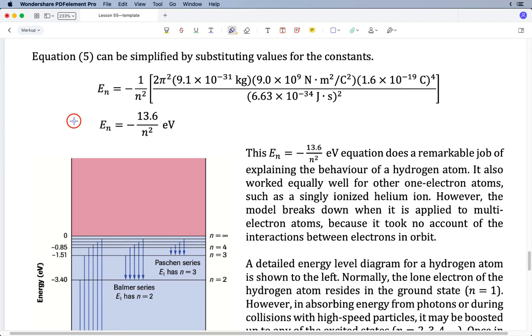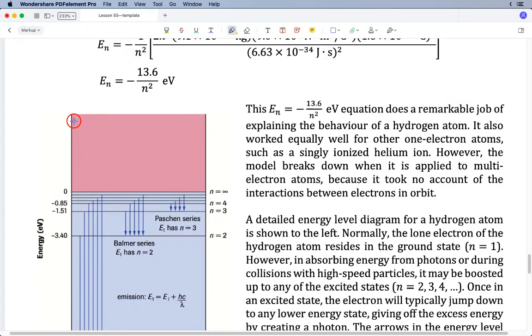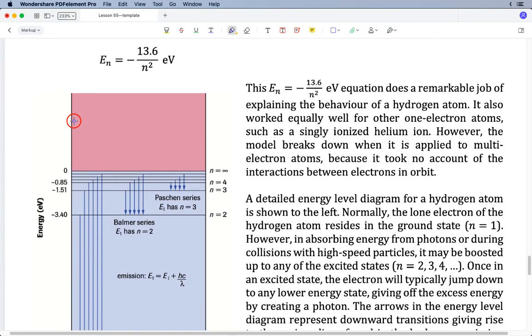But as I said earlier, it doesn't work for any atom that has more than one electron around the nucleus. Basically because this equation doesn't account for interactions between electrons. It's only accounting for the interaction between the electron and the nucleus. So if you start adding more electrons, these electrons interact with each other in complicated ways. And so this equation doesn't work anymore. But it works perfectly if you're just dealing with a hydrogen atom, for example.